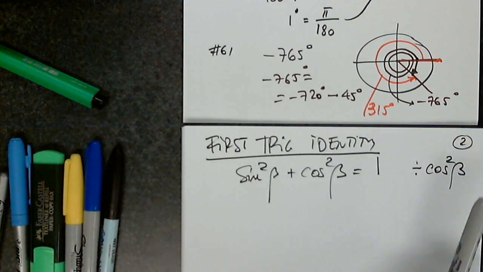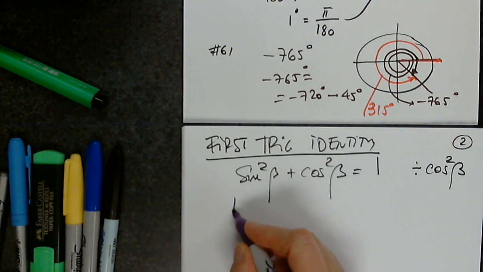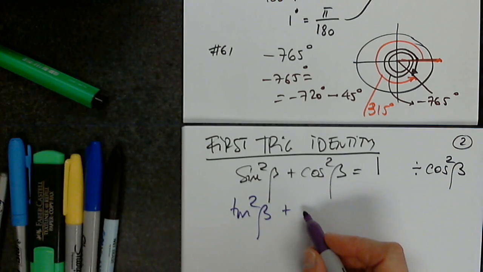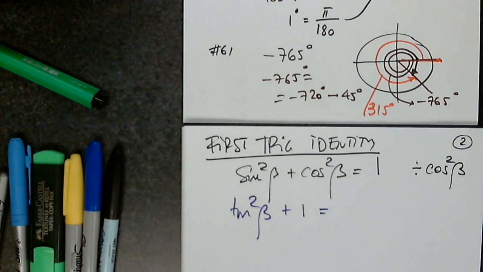When you divide sine squared by cosine squared, of the same angle, of course, what do you get? Sine squared theta over cosine squared theta. What is sine over cosine? Tangent. So then we get tangent squared beta plus, how much is cosine squared over cosine squared? Very good. Equals. How much is 1 over cosine squared? There is a trig function that has 1 over cosine. It starts with c in the denominators, secant squared.